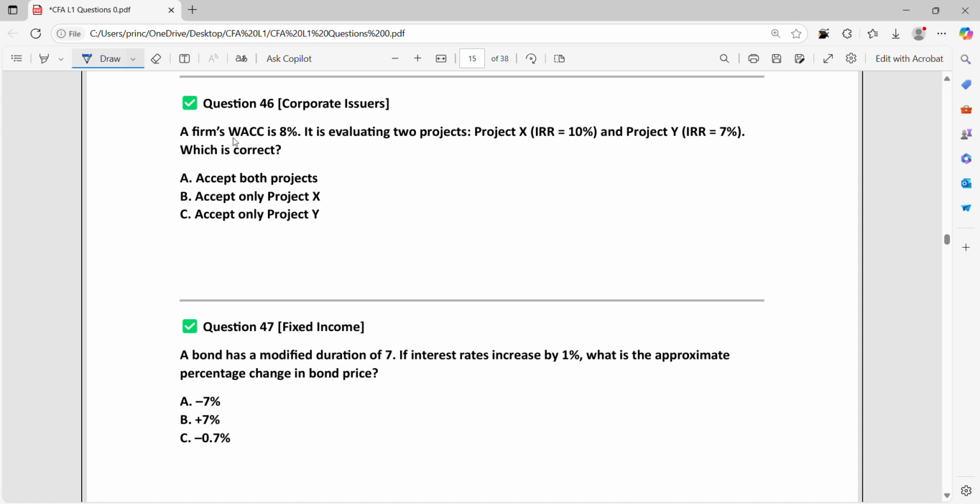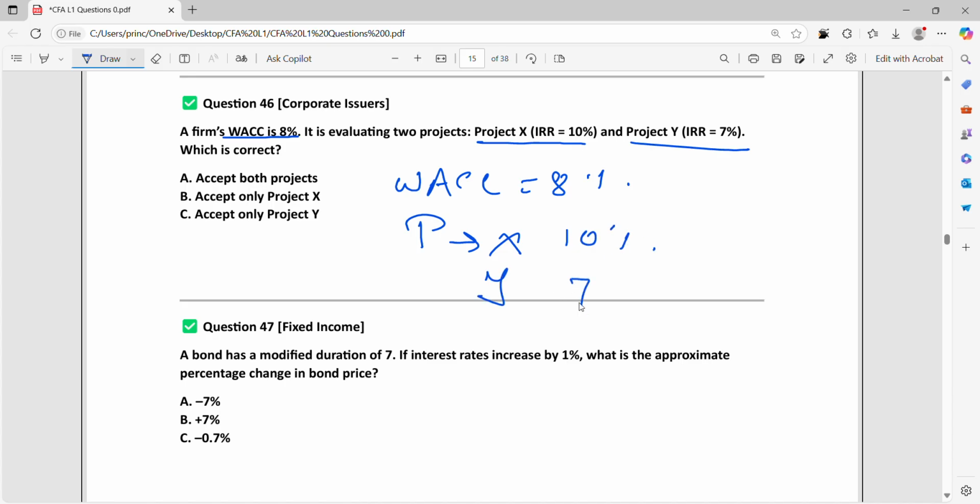A firm's WACC is 8%. It is evaluating two projects. Project X 10% and Project Y 7%. So WACC 8%, Project X 10%, Project Y 7%. In this case, we must have returns equal to 8 or more than 8. So in this case, Project X 10. So we are going to accept only Project X.